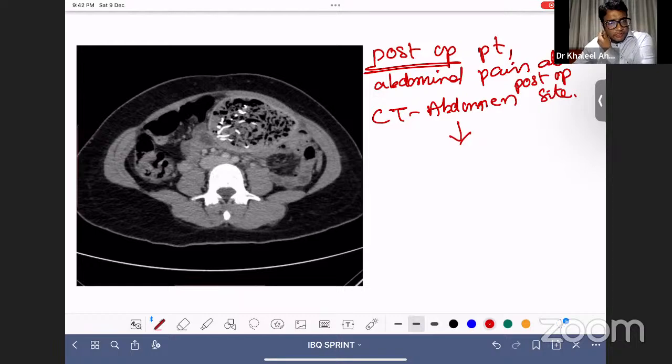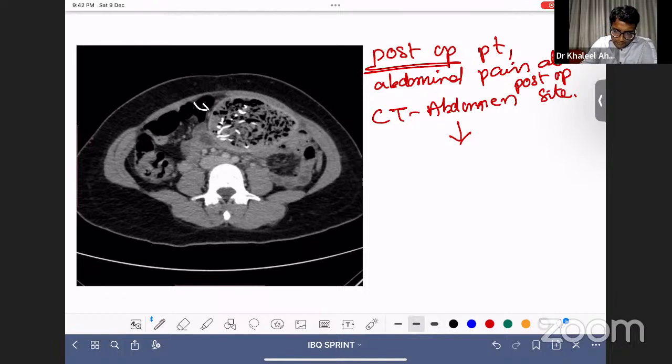A post-op patient with abdominal pain at the post-operative site. A CT abdomen is given. What do you think this is? Waiting for your answers. Let me see. What do you see on the image? Can you see within the CT abdomen?